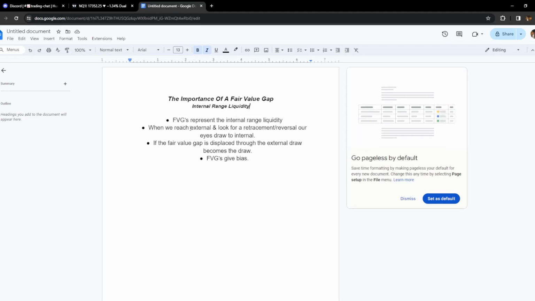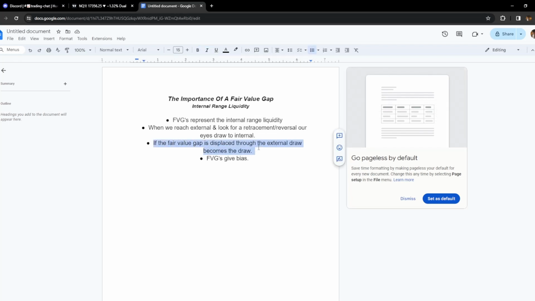When we reach external and look for a retracement or a reversal, our eyes will draw to internal to become the draw. If the fair value gap, that is the internal range liquidity we are looking for, is displaced through, the external draw becomes the draw. Fair value gaps give bias.